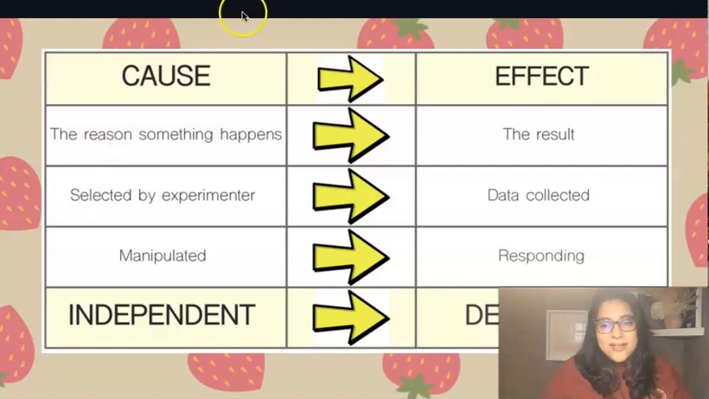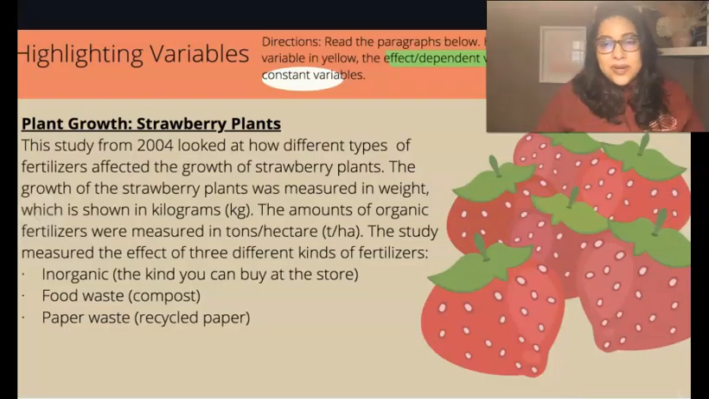Now, when we think of the dependent or the effect, it's the result, right? The data collected, or we like to also refer to it as the responding variable. So I'm going to go ahead and read a description of our experiment. And while I'm reading, I would like for you guys to annotate the independent and dependent variable. So you will highlight the independent in yellow and the dependent variable in green. And if you feel like you're up for a challenge, go ahead and circle the constant variables.